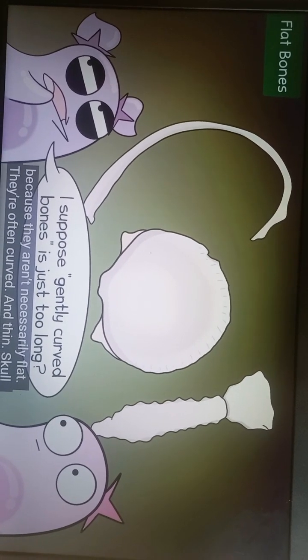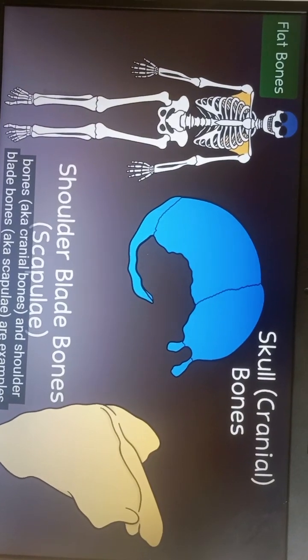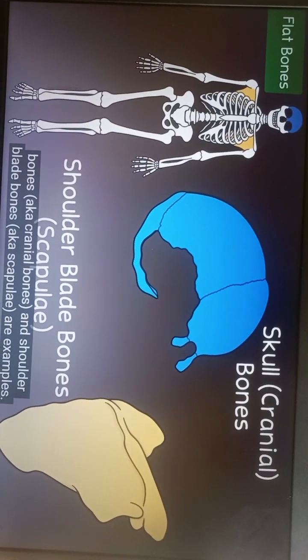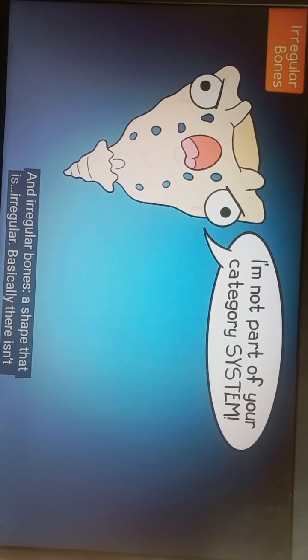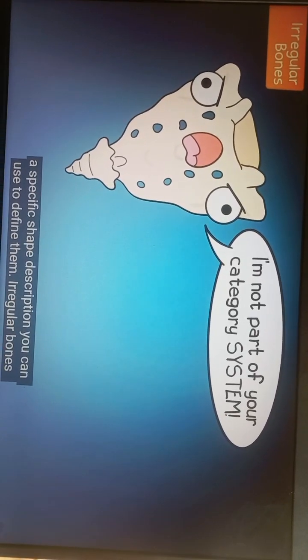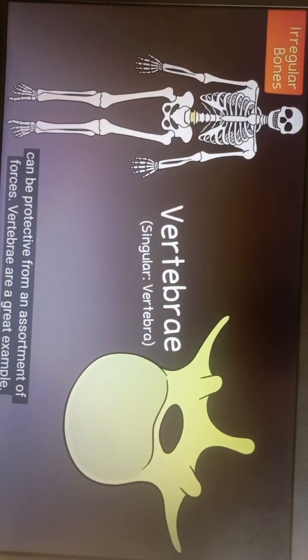They're often curved and thin. Skull bones, otherwise known as cranial bones, and shoulder bones, otherwise known as scapulae, are examples. And irregular bones, a shape that is irregular. Basically, there isn't a specific shape description you can use to define them. Irregular bones can be protective from an assortment of forces. Vertebrae are a great example.